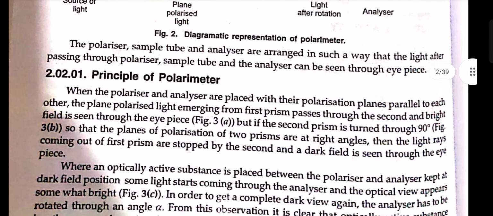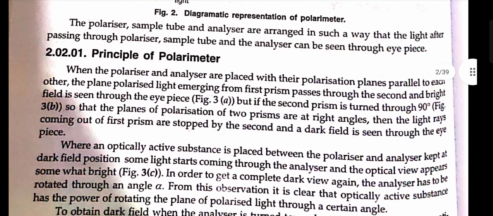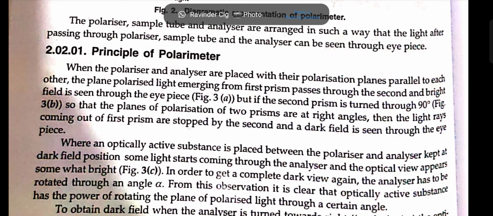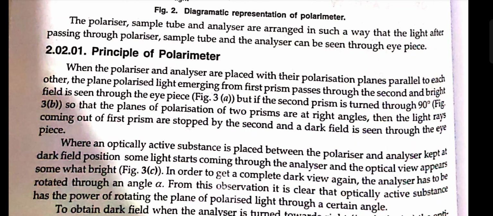The principle of polarimetry is that when the polarizer and analyzer are placed with their polarization planes parallel to each other, the plane polarized light emerging from the first prism passes through the second and a bright field is obtained. But if the second prism is rotated by 90 degrees, then the light coming out of the first prism is stopped by the second, and a dark field is seen.